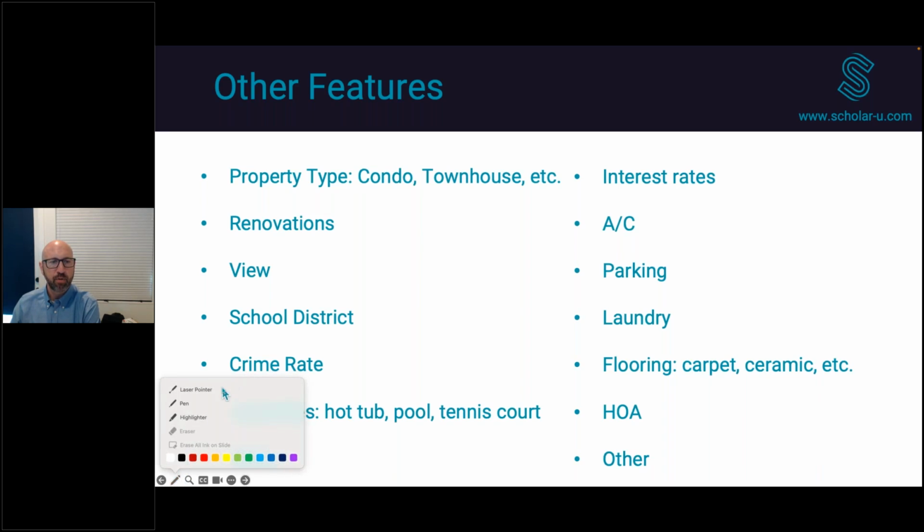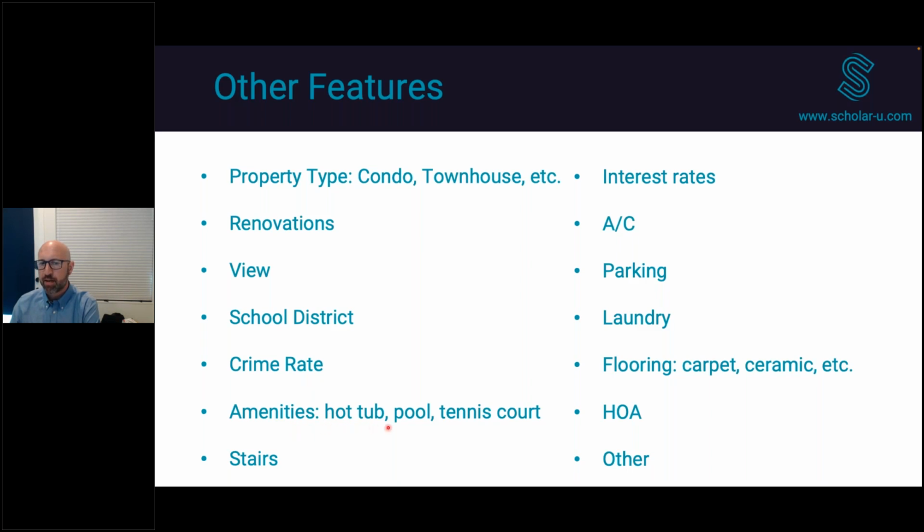So for example, you have what property type it is. So for example, is it a condo, a townhouse, etc. So if you can imagine an apartment and a house that have the same square footage, same number of bathrooms, and built in the same year, they might have very different prices. Has the house had renovations? Does it have a view? So we saw property with a view to the Space Needle. How are the school districts or the crime rate in the area? All those things are going to affect the property price.